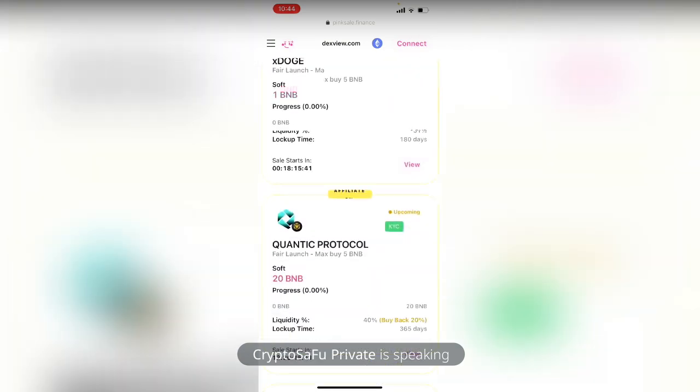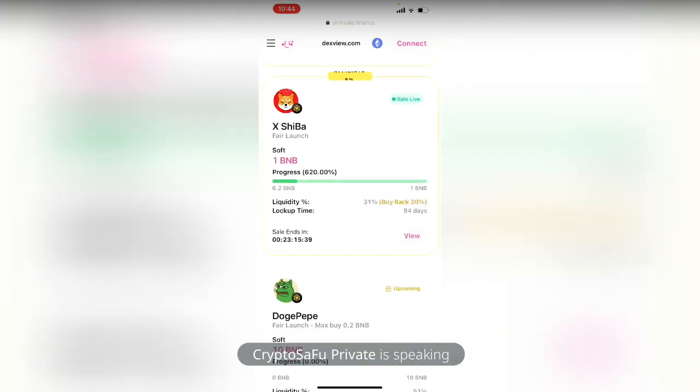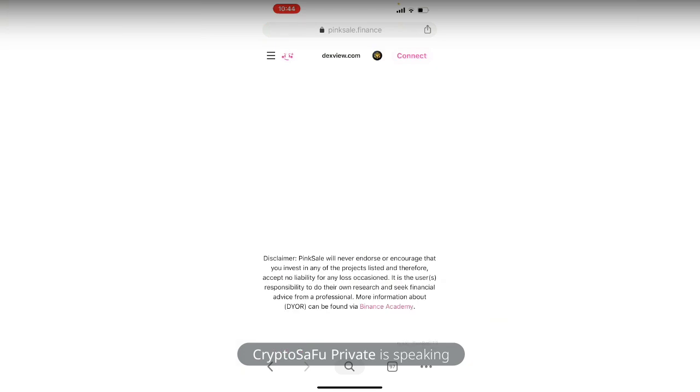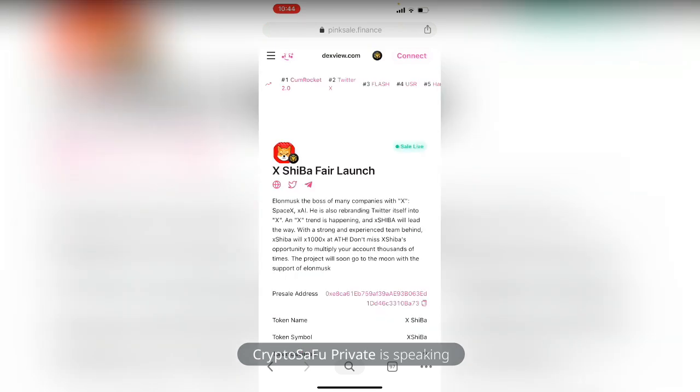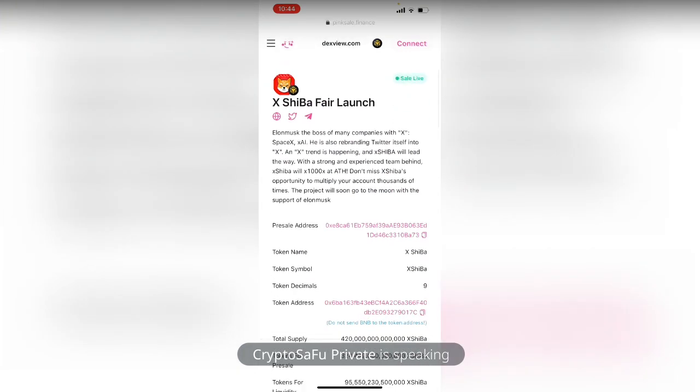So rather than that, if you want to go here to buy any project, do more than enough research before you jump into it, because this is just the way things work here on the crypto space, and you need to understand that. So on Pink Sale right now, 99% of projects are shit.